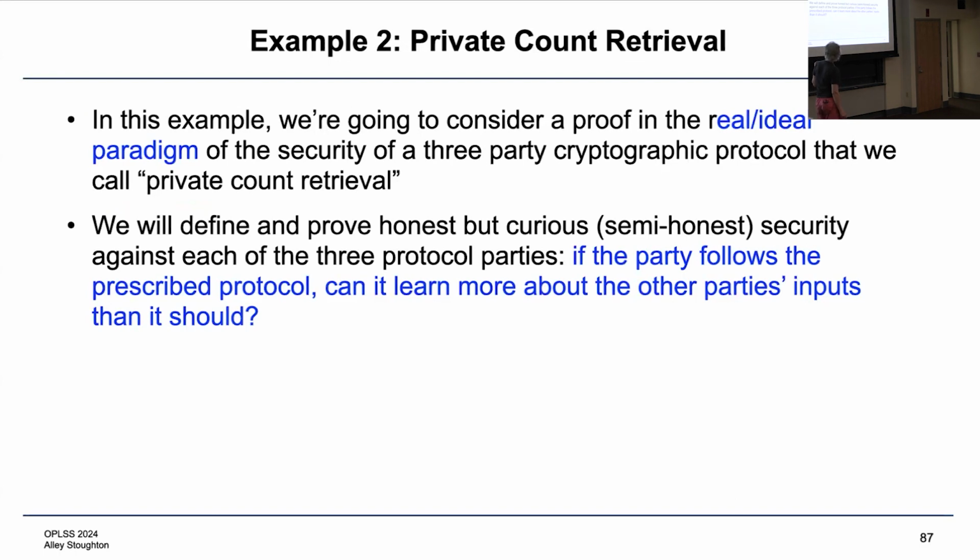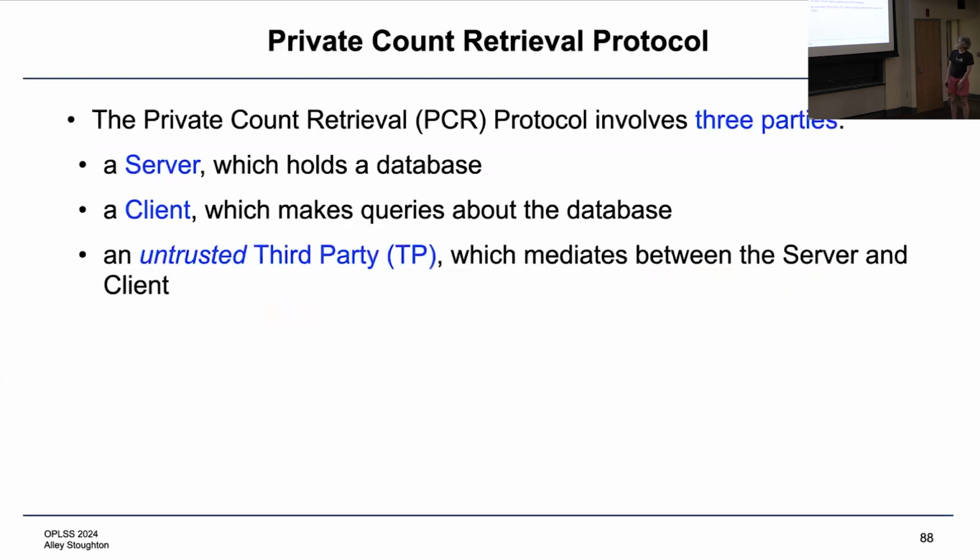So example 2 is about a 3-party protocol called private count retrieval. We're going to be proving what's called honest but curious, or semi-honest, security against each of the 3 protocol parties. Suppose the adversary lives inside one of these protocol parties. It's not allowed to change how the protocol works, but it's allowed to try to learn more than it should be able to. We want to prove that it can't. That's what security is going to be.